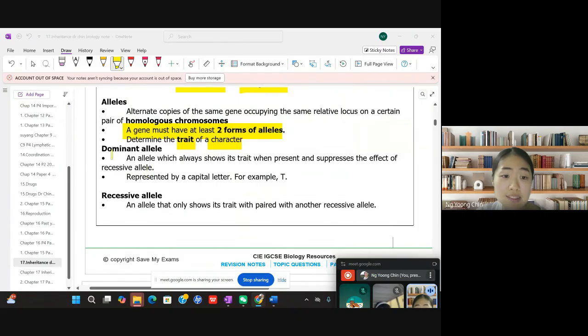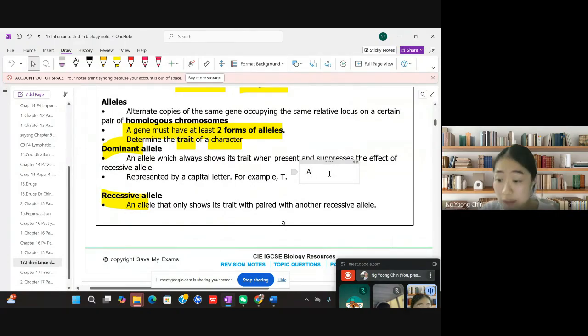And then you have dominant alleles and recessive alleles. Dominant alleles refer to the traits, right? They have a big capital letter, big T. Recessive alleles have a small t like that. Or you can use other letters also. It just means that a dominant allele is always a capital letter, and a recessive allele is a small letter.